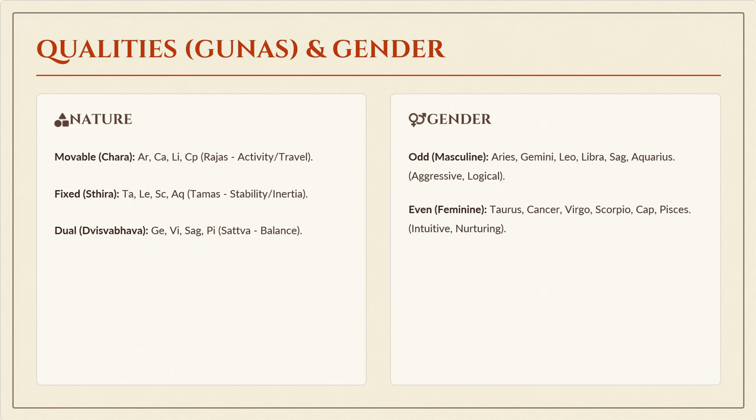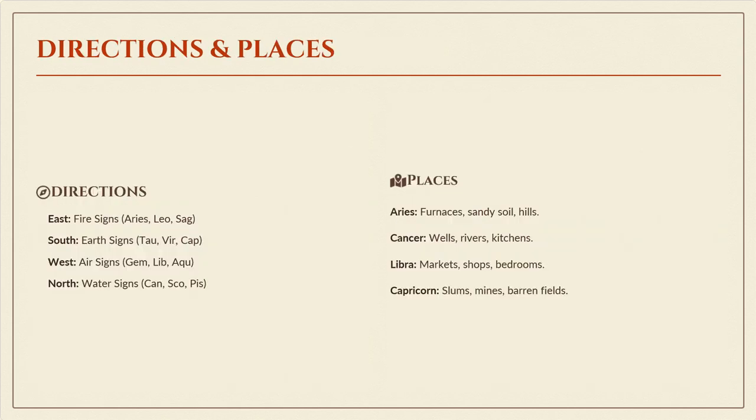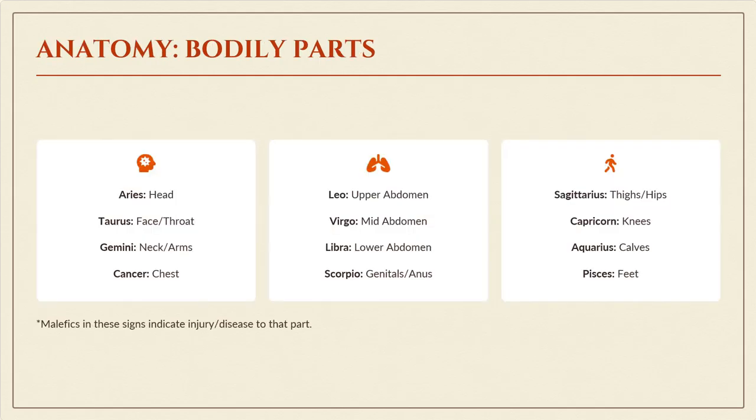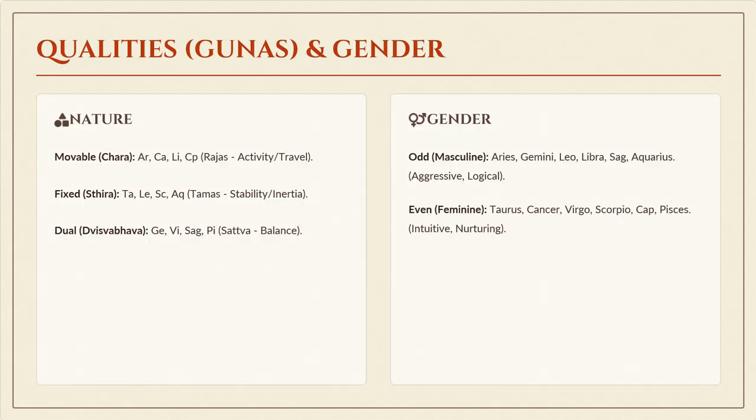and what else was there? Directions: east, south, west, north. If you write these in sequence, you will know the characteristic of a particular Rashi.